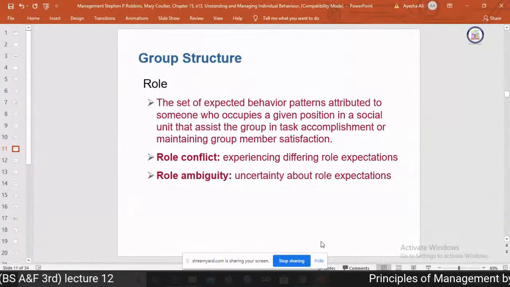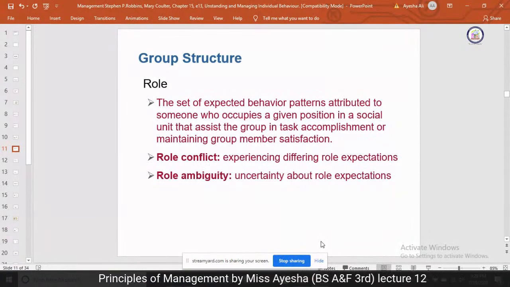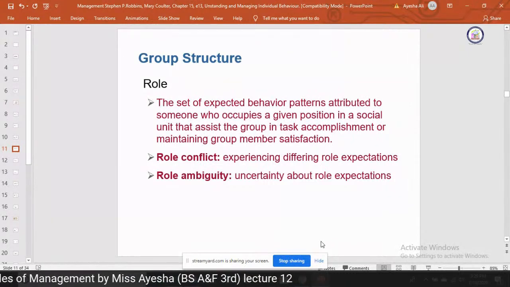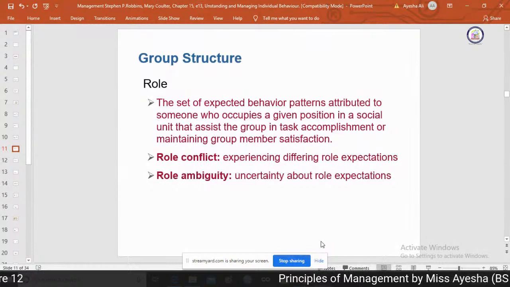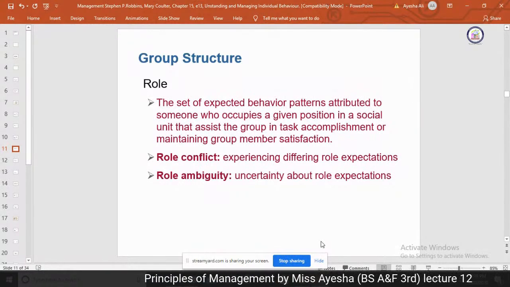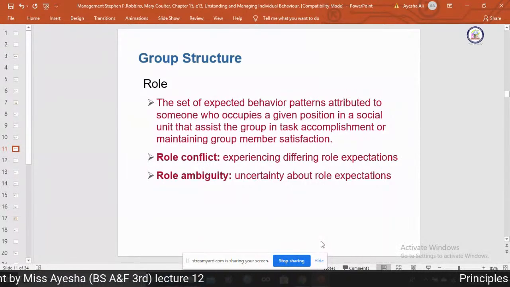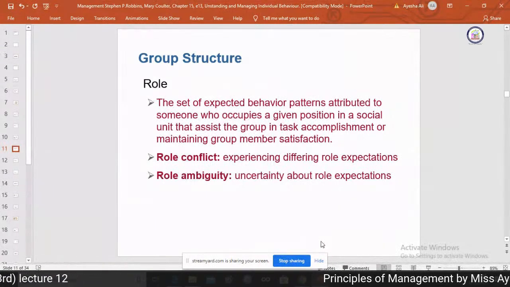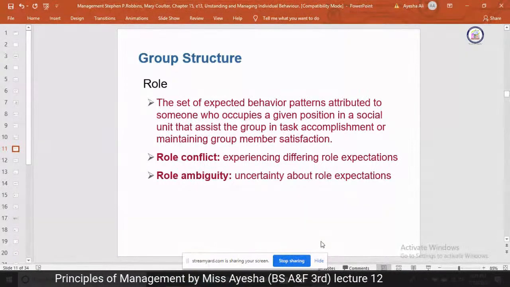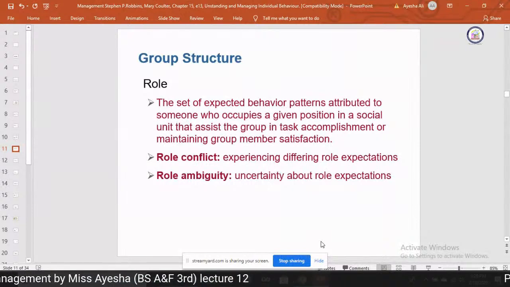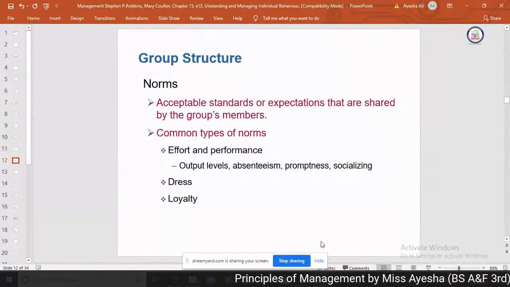Then we have role ambiguity. So we are uncertain about the role experience and role expectation. We are not clear about what we have to do, what our responsibility is, and what our duties are. So in this way, we have role ambiguity. We do not understand our role properly and clearly, so we are not able to perform the way we are supposed to. So this is role ambiguity. And then we have norms.